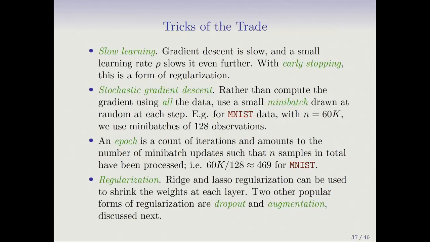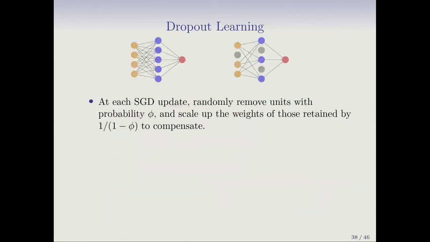In addition, we use regularization. So ridge and lasso regularization can be used to shrink the weights at each layer. And two other popular forms of regularization are dropout and augmentation, which we're going to discuss next.